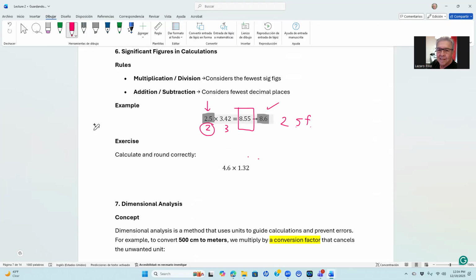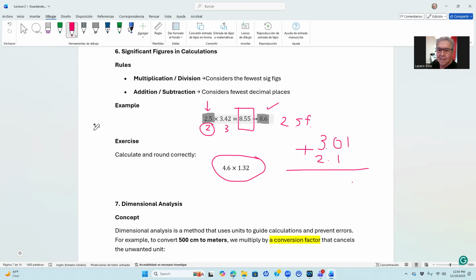Well, here you have an exercise. You can calculate this and you can give me the answer. Well, in addition, for example, when you have 3.01 and 2.1, then you are adding in this case, or you are subtracting the same thing.